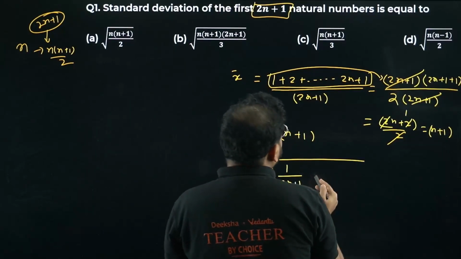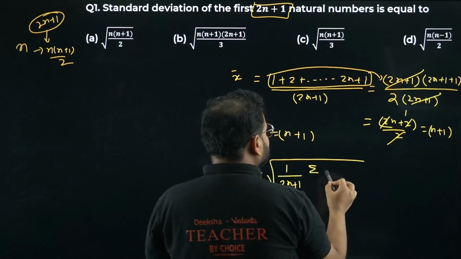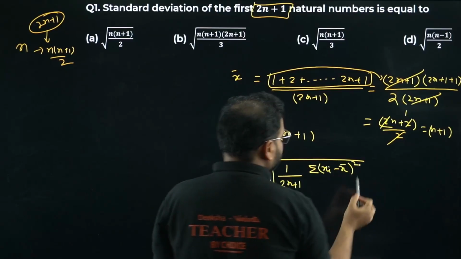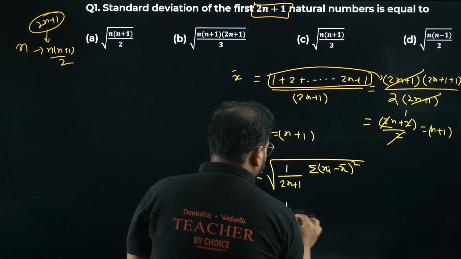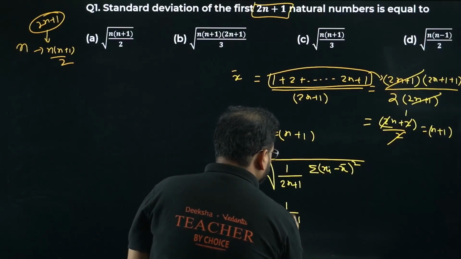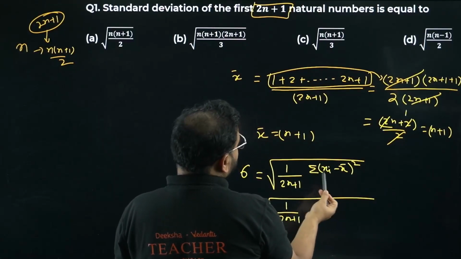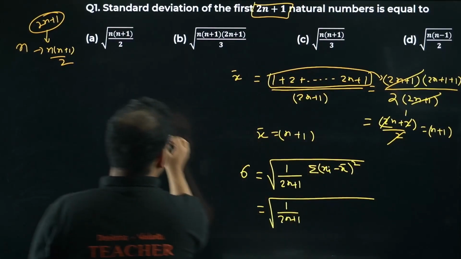Then summation, of course, summation of what? Summation of xi minus x bar the whole square. Excellent. Please check. So 1 by 2n plus 1, again you have a root, of course. I can write this, please remember, starting from 1 to 2n plus 1. If you write like this, let me check.